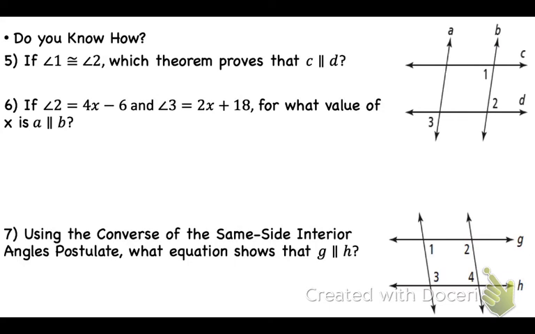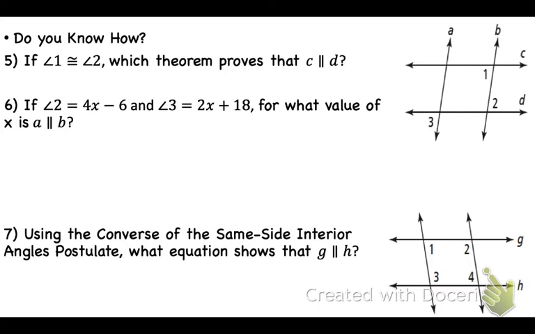Okay, if angle 1 is what? What's that symbol mean? Congruent. Okay, that's the congruent symbol. It is the estimation put with an equals. So congruent to angle 2, which theorem proves that C is parallel to D? So angle 1, so we're going to draw on here, right?